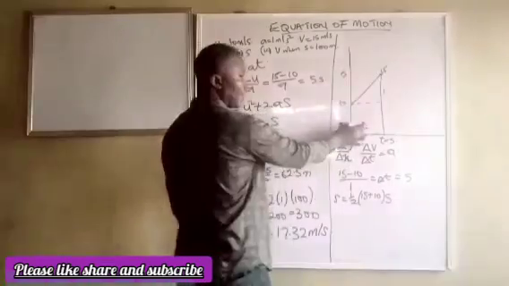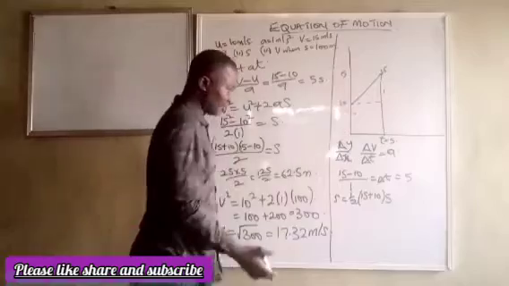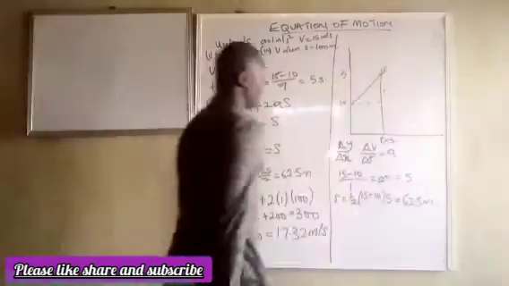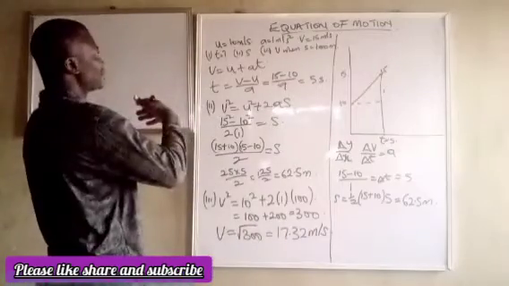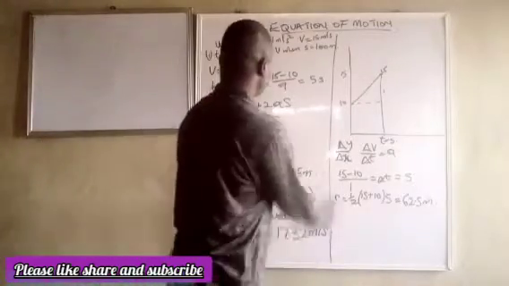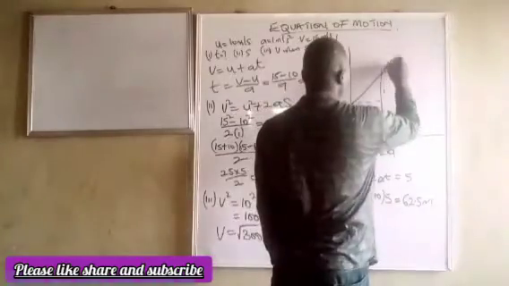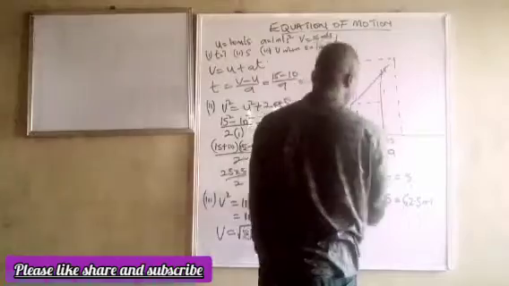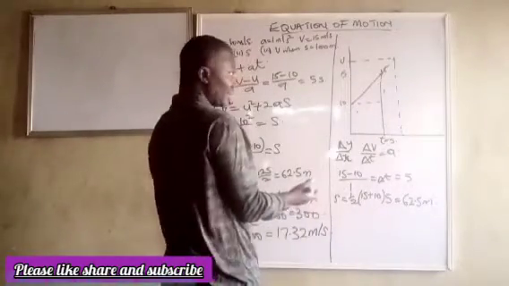That is the area of this trapezium. On solving this, it will give you 62.5 meters. We were also asked, what will be the velocity when S equals 100? So we are asked, what will be the V if the total area here is 100? That's what they are asking us.